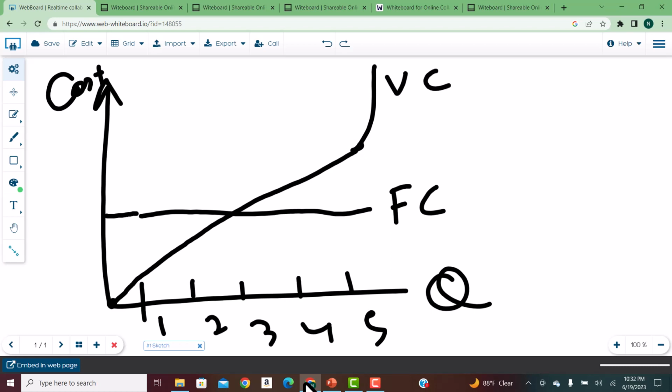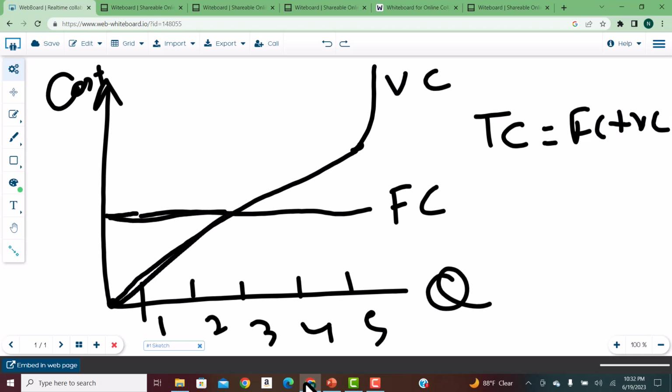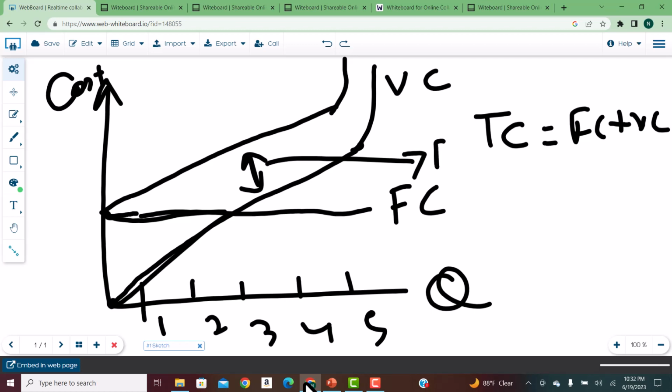Now, what is your total cost? Remember, total cost is equal to fixed cost plus variable cost, right? So we take this and we take this and we take this. It will start here, it will go up, and then it goes up there. And the difference here is basically your fixed cost. So the one on the right above is your total cost. So that's how your graph will look for total cost, for variable cost, and for your fixed cost.